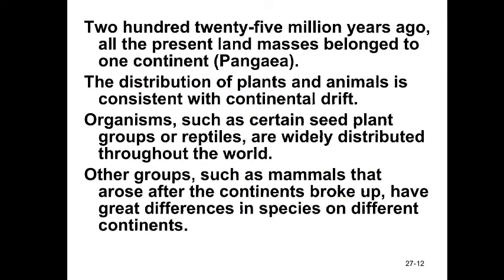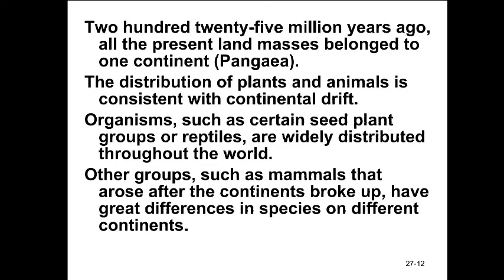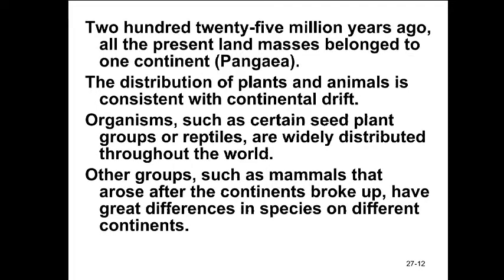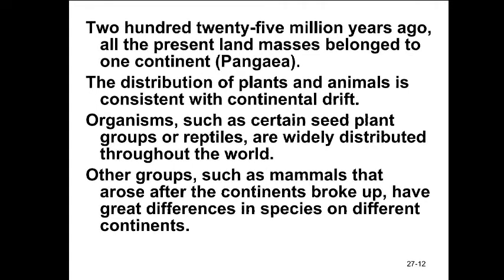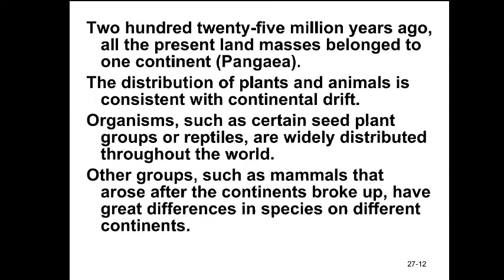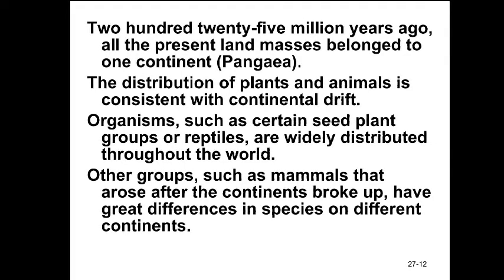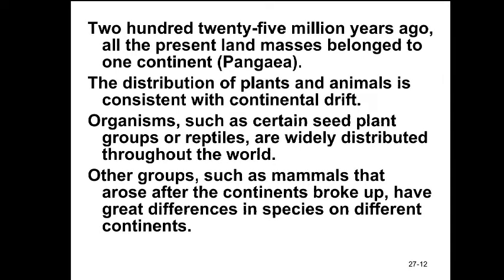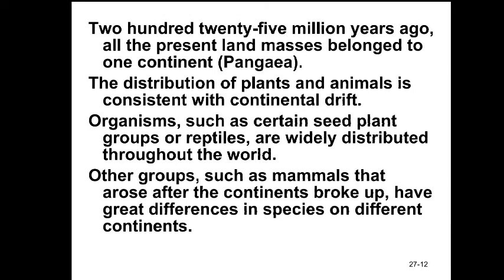220 million years ago, all the present land masses belonged to one continent. That continent, the geologists called Pangea. The distribution of plants and animals is consistent with continental drift. Organisms such as certain seed plant groups or reptiles are widely distributed throughout the world. This is the reason for continental drift. Other groups, such as mammals, have great differences in species on different continents after the continents broke up.